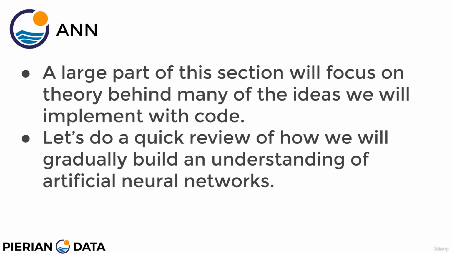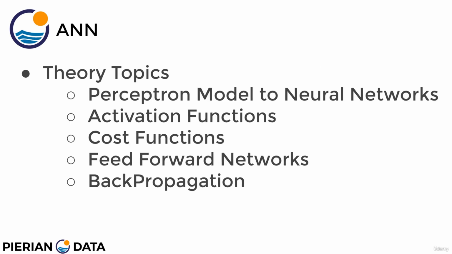Let's do a quick review of how we're going to gradually build an understanding of artificial neural networks through some discussion about theory. So the first half of this section is really just theory topics. We're going to begin by discussing how we build a simple perceptron model, which essentially is our copy of a biological neuron through mathematics, and then we'll connect that to the larger idea of full neural networks.